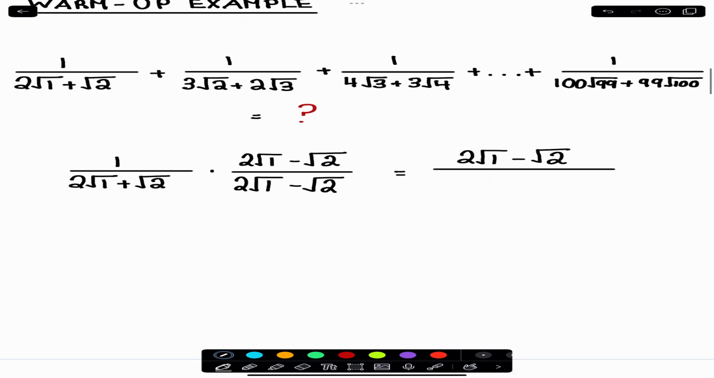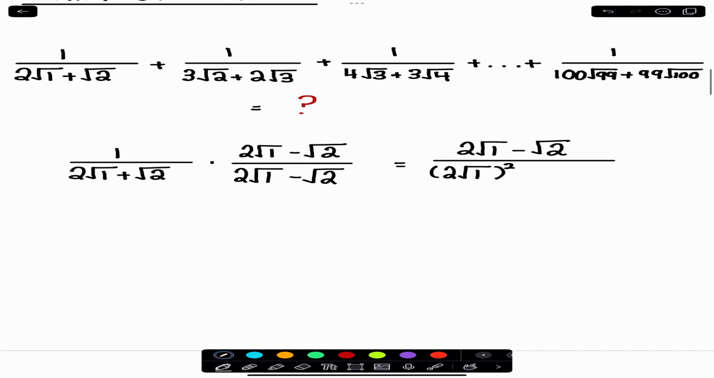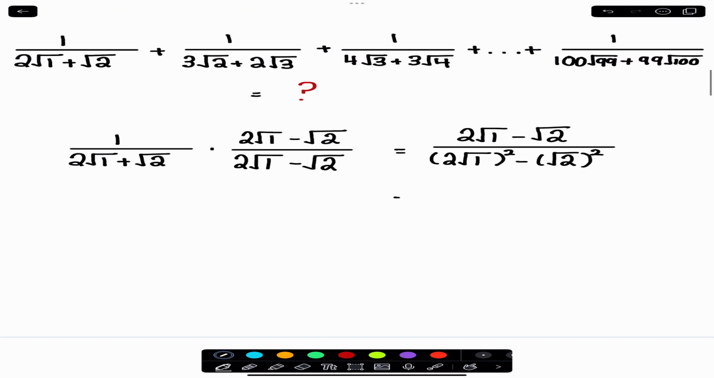over, this just ends up being basically a difference of squares. So we're going to have root 1 squared minus root 2 squared. So we still have 2 root 1 minus root 2.